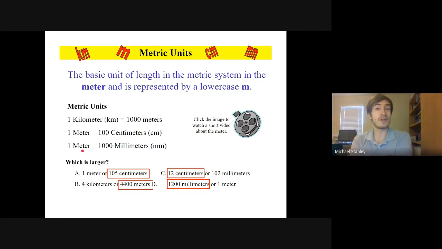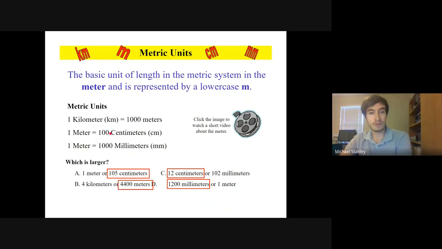So this is what I was talking about before, with how the metric system makes a lot more sense in terms of going from bigger to smaller. Instead of 12 inches is a foot and 3 feet is a yard and 1,300 yards is a mile, it's all based on factors of tens or hundreds or thousands. So a kilometer, 1,000 meters. A meter, 1,000 millimeters. 100 centimeters makes up a meter.